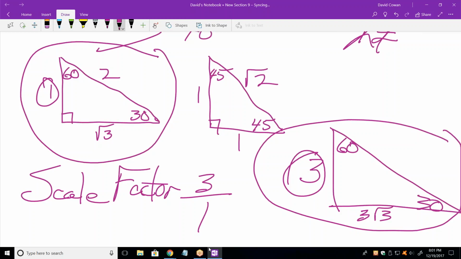6 is correct. Because all you do is you take your scale factor and you multiply it by whatever these sides are. When I multiply 3 times root 3, I get 3 times root 3. I don't multiply it inside. I multiply it outside. Okay?